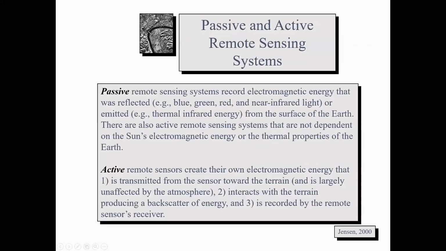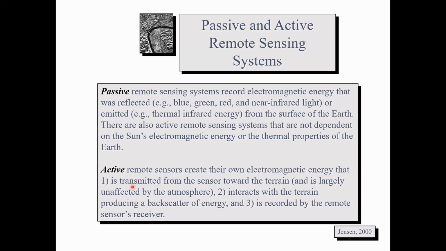Just as I explained earlier, with passive remote sensing, as you can see here, the system just records electromagnetic energy that was reflected. It could be blue, green, red, or near infrared, or sometimes emitted thermal infrared, from the surface. However, there are also active sensors, as I mentioned. Passive just detects what's freely existing, whereas active remote sensors create their own electromagnetic energy. And so the radar remote sensing we are going to look at is actually active remote sensing, because radar sensors produce their own energy.